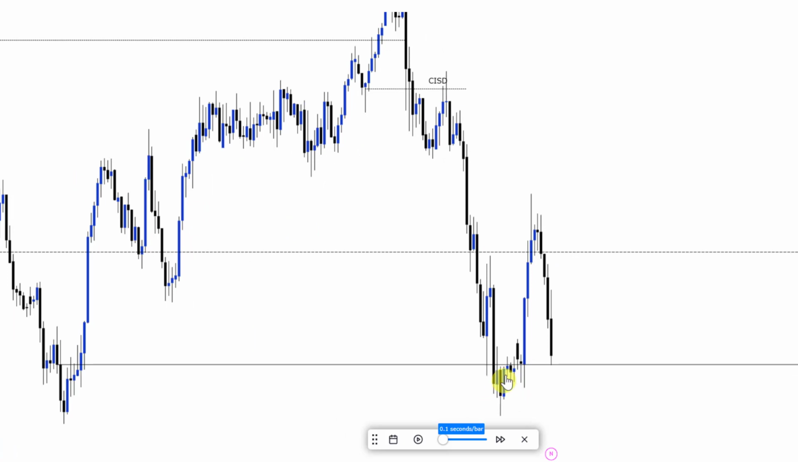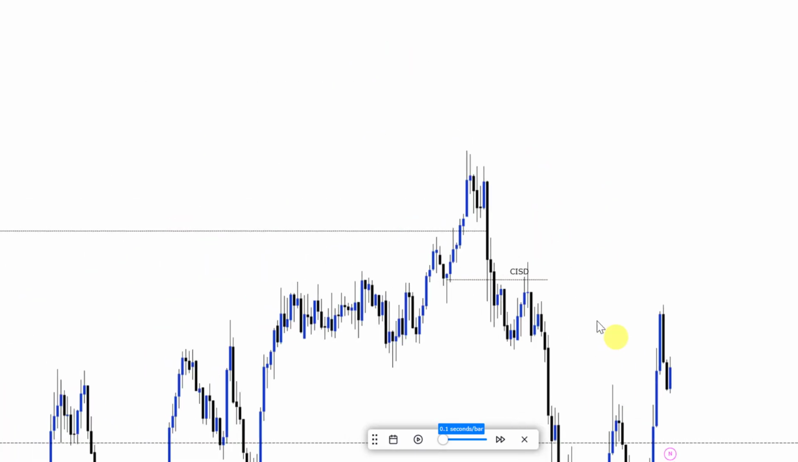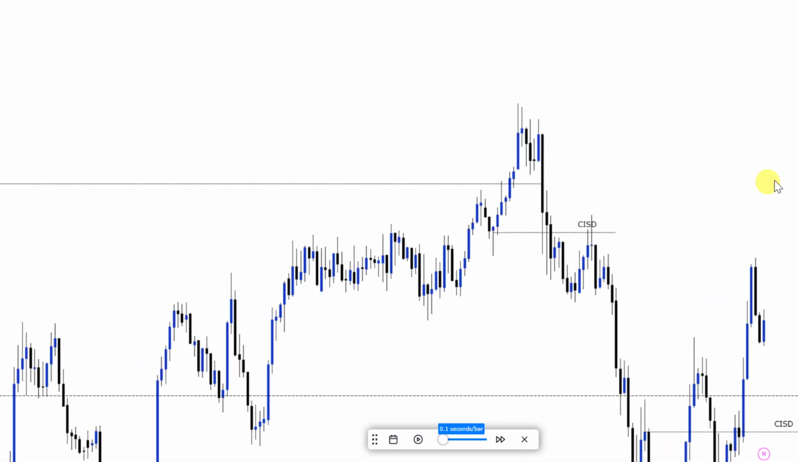Now we have another shift in state of delivery. At this point, you see price takes this high, which is a change in state of delivery. Now it comes back, didn't retest this, but it comes deeper to mitigate a refined order block right here. Now you see price moves away. So now pay attention to what we have right here.